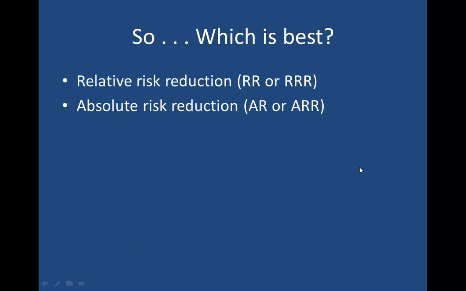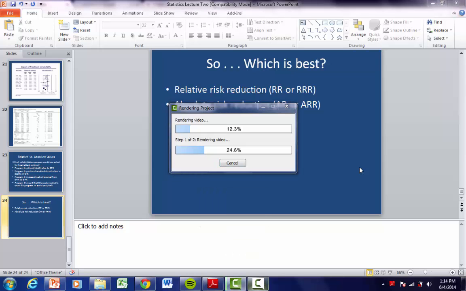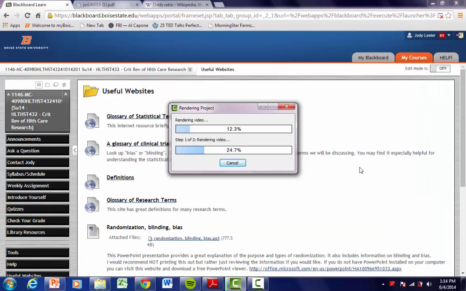So I hope this has helped. Which is best then? Is it best to use relative risk reduction, which is also known as risk reduction, or absolute risk reduction? You better know. When possible, take that extra step, do the math, and calculate the absolute risk reduction.